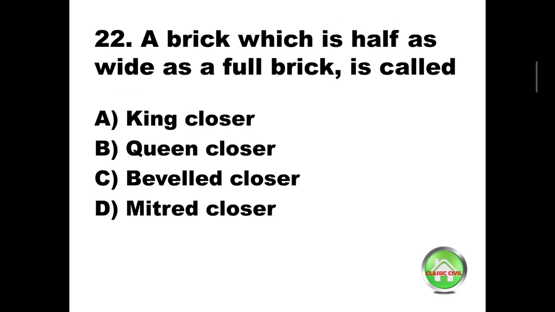Question number 22. A brick which is half as wide as a full brick is called: option A, king closer; option B, queen closer; option C, beveled closer; option D, mitred closer. Answer is option B, queen closer.